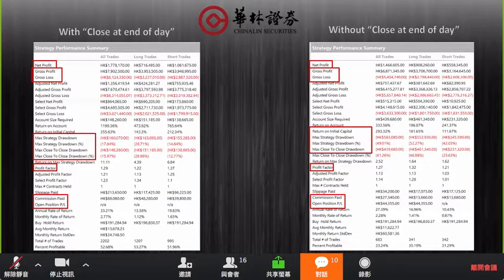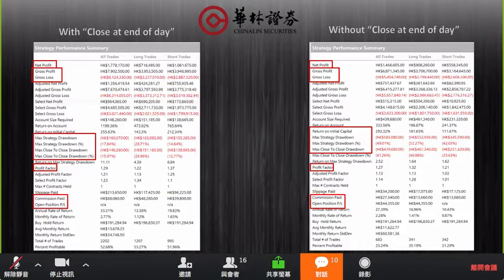Okay, so you can compare the close at the end of day and without the close at the end of day. All right, so let's do a little comparison here. As you can see, net profit with the close at end of day seems higher, right? And the maximum strategy drawdown seems much lower. Profit factor is similar, but also pay attention to the commission. Remember the last lecture we talked about the commission.